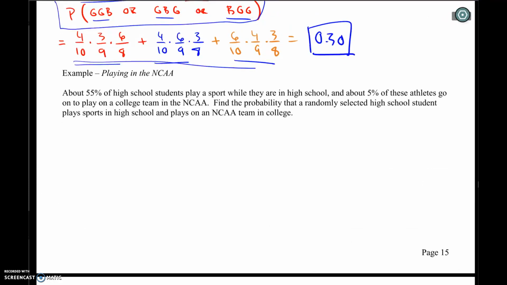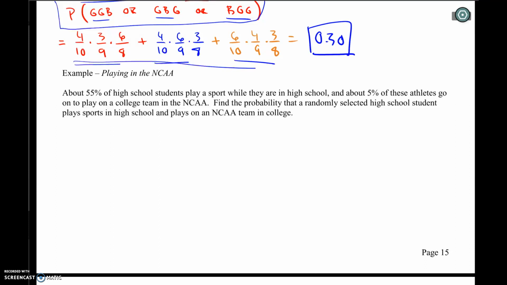Playing in the NCAA. About 55% of high school students play a sport while they're in high school, and about 5% of these athletes go on to play on a college team in the NCAA. Find the probability that a randomly selected high school student plays sports in high school and plays on an NCAA college team.